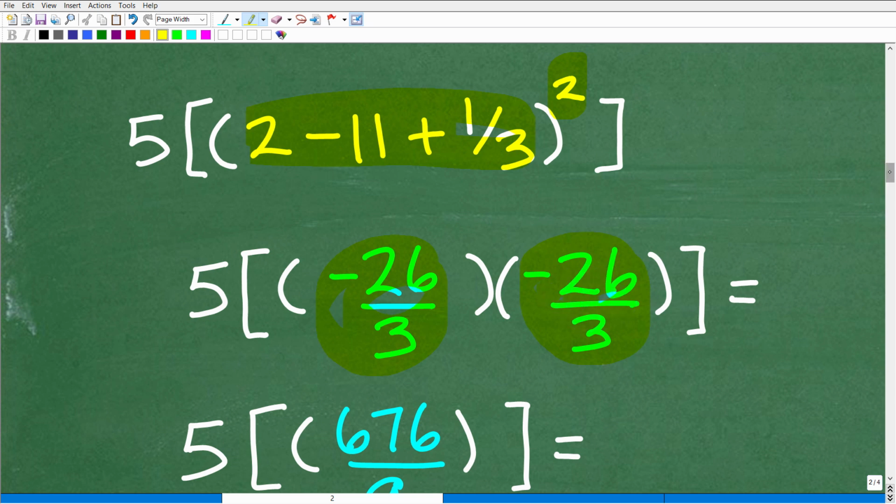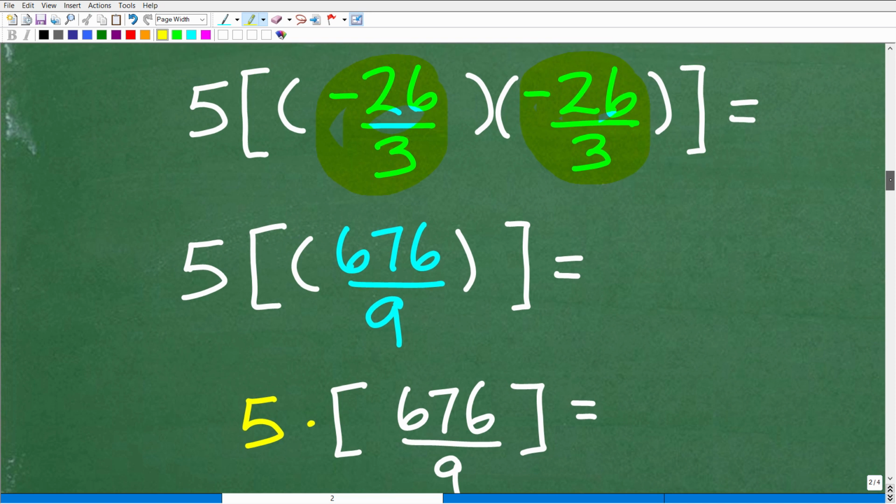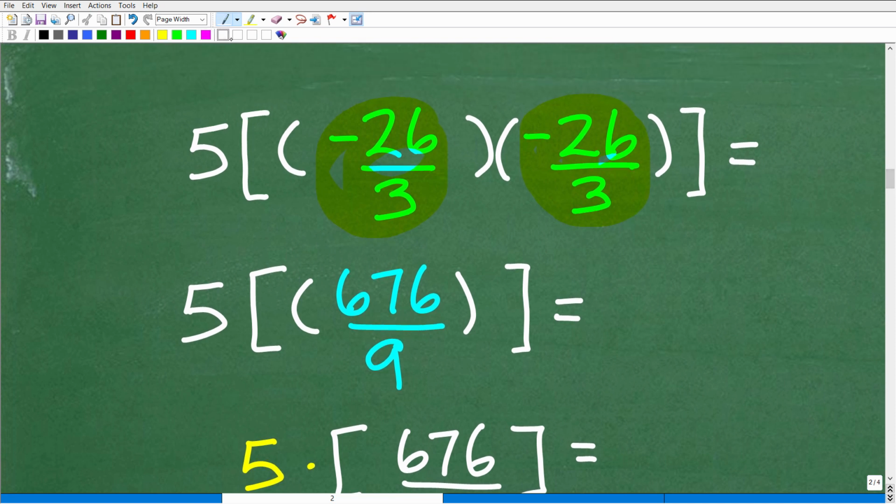And at this point, if you're like, you know what, I'm just going to use a calculator to do some of this math, that's perfectly fine. However, I'm pretty sure most of you out there have the ability to multiply 26 by 26. And when you do that, notice here we're multiplying a negative times a negative, so the answer is going to be positive. So 26 over 3 times itself is going to be a positive 676 over 9. Again, negative times negative is positive, so we could just think of these as positive values.